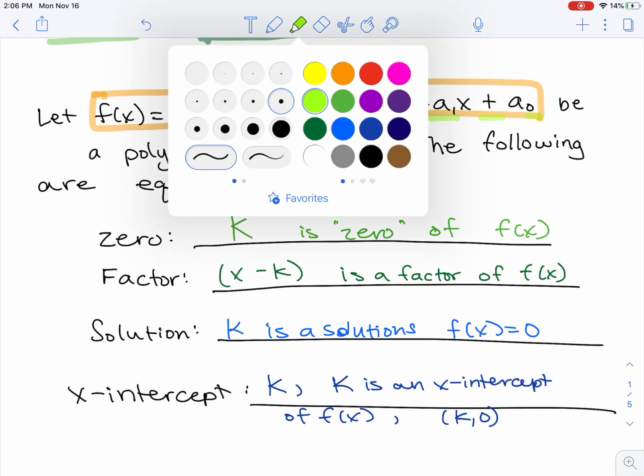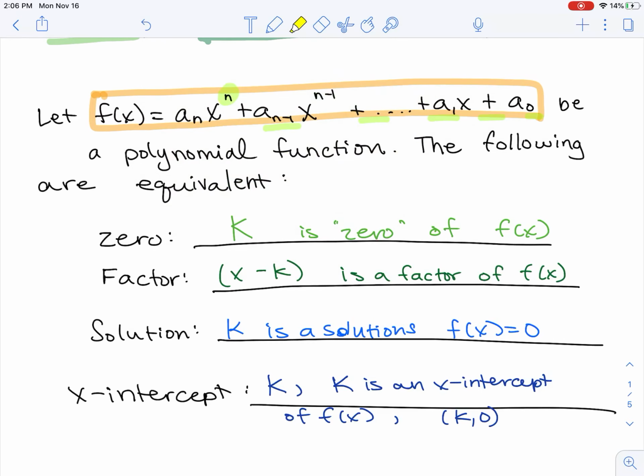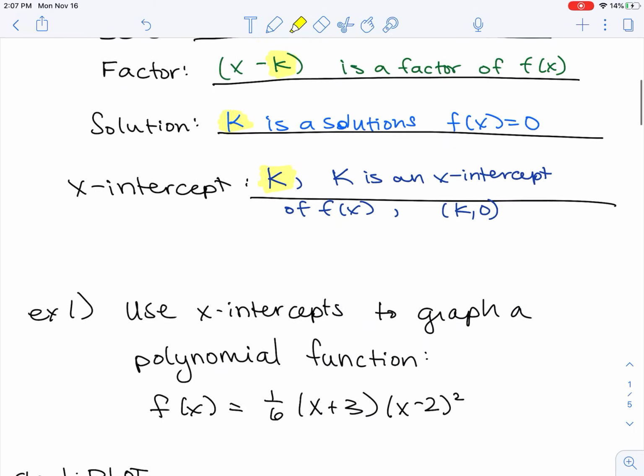So notice here, and I wasn't getting lazy and picking my values, this value of k, whatever is a zero, was the same value of k that is a factor, is the same value of k that is a solution, and is the same value of k that's the x-intercept. And that's because they literally are all the same value, they're intertwined, and this is what we're looking for.